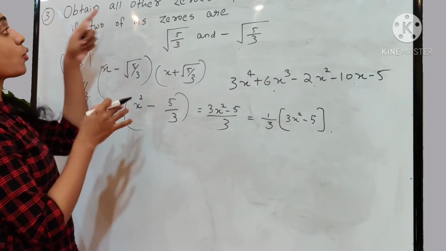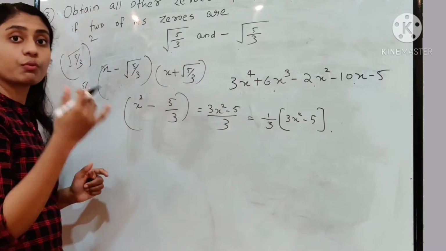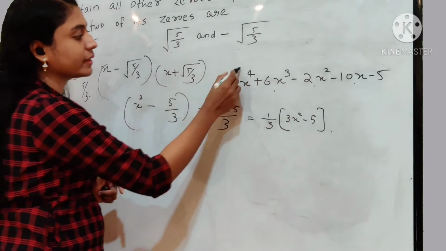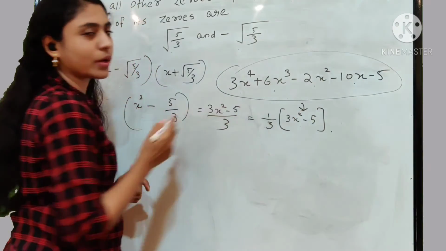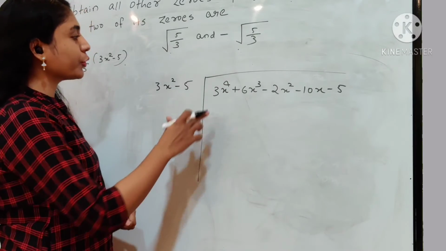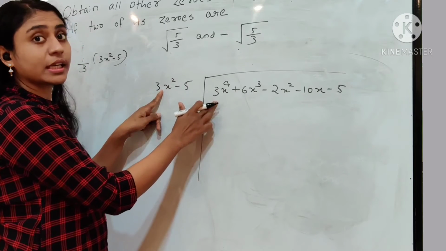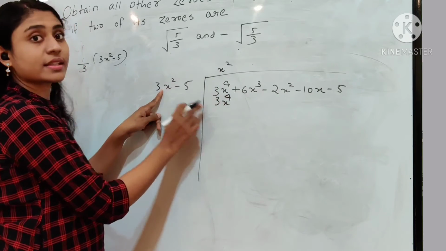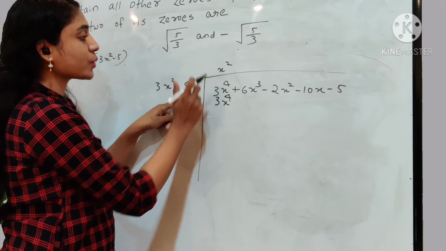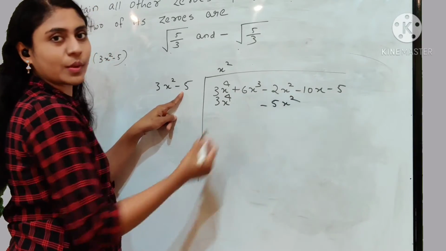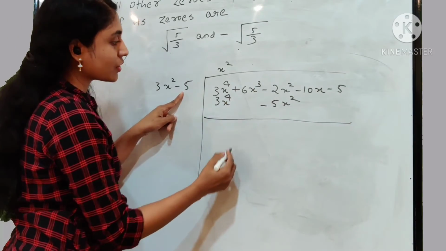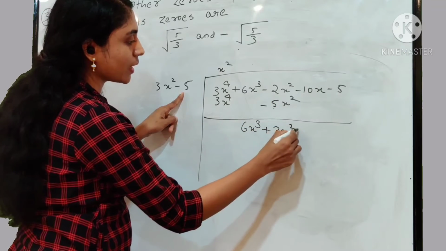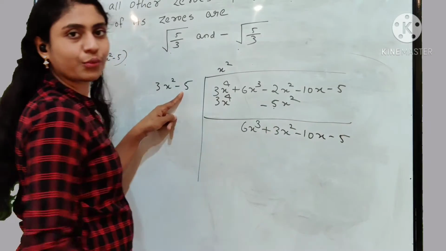So the question is to find all other zeros. 2 of its zeros are given. We have to find the other zeros of this polynomial. How will we find them? We will find them by dividing this polynomial by 3x square minus 5. So performing polynomial division, 3x square into x square is 3x raised to 4. Then minus 5 into x square is minus 5x square. Performing subtraction, we get 6x cube, then minus 2 plus 5 is plus 3x square minus 10x minus 5.